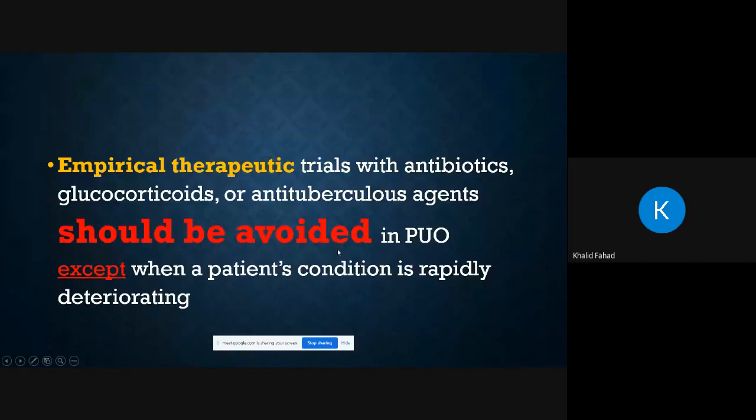Or glucocorticoid: when given empirically, glucocorticoids may be used in a patient with suspected giant cell arteritis. It is a rheumatic disease that affects the arteries of the brain. If we suspect this disease and wait for the final diagnostic result, the patient will end with blindness and stroke. So once you suspect it, you may treat him with high dose glucocorticoids. These are exceptions, but in general, we should avoid giving glucocorticoid or anti-TB unless we reach a diagnosis.